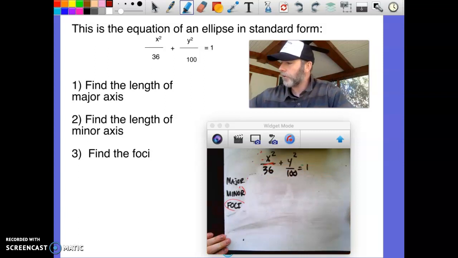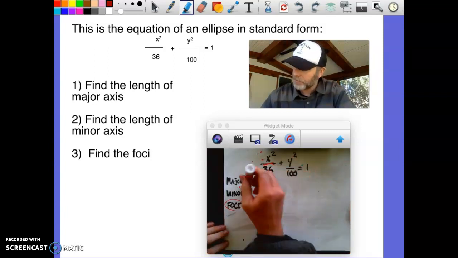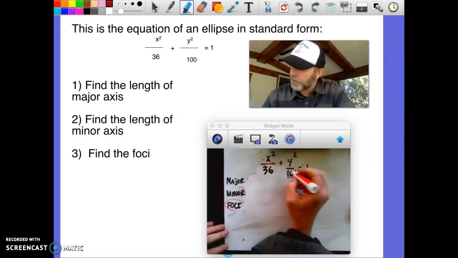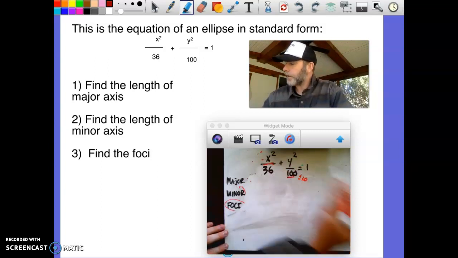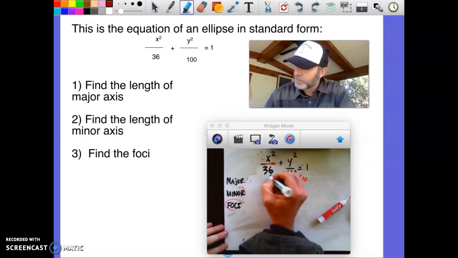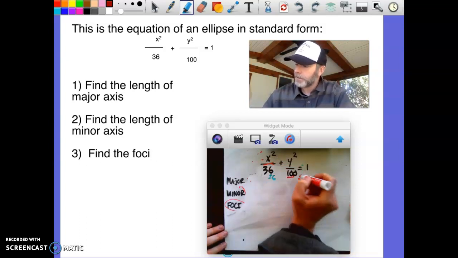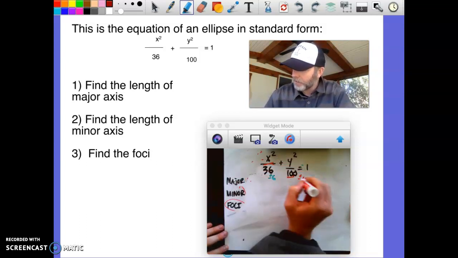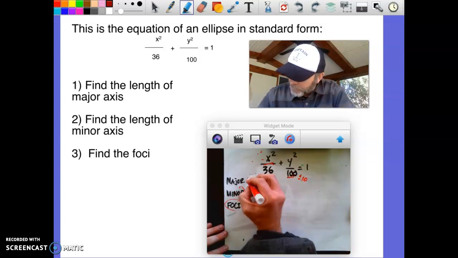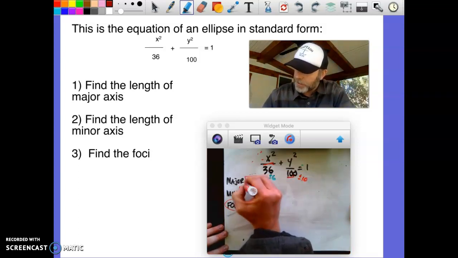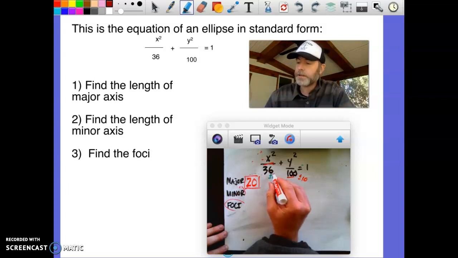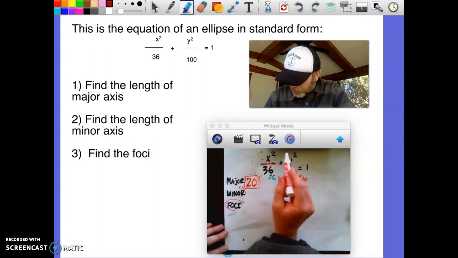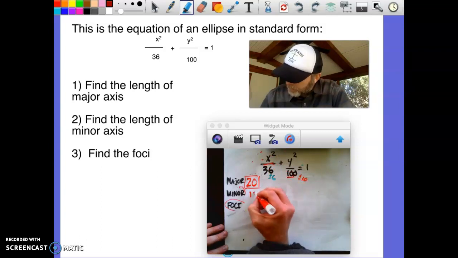So let's just kind of go through our major axis. That has to do with this value right here. Square root of that is 10. I like to put the square roots right underneath here. Square root of that is 6. So plus or minus 10. Major axis, that's 10 units from the center in both directions. Double that, our major axis is 20. Our minor axis here, plus or minus 6 units in the x direction. So we're going to double that. That's going to be 12.